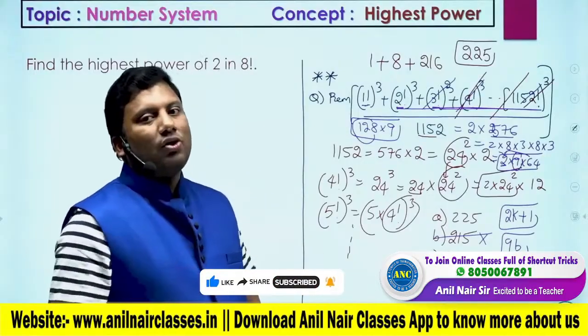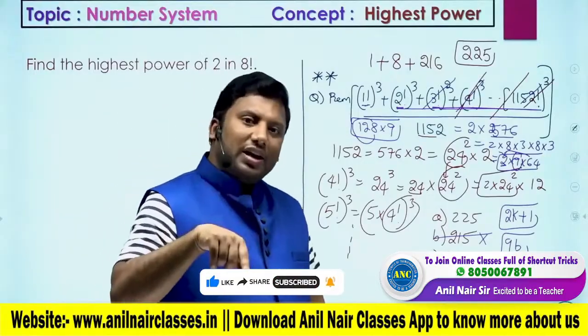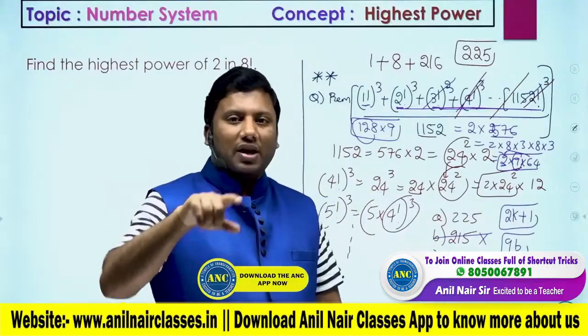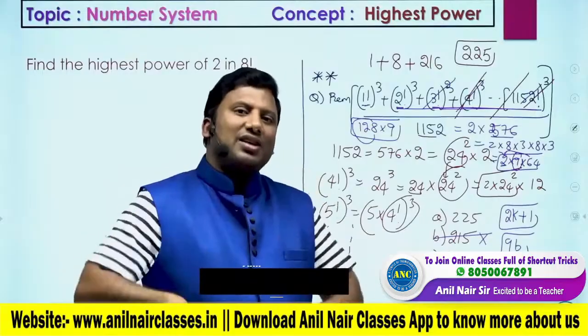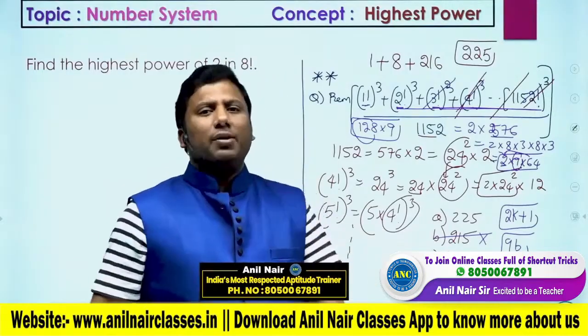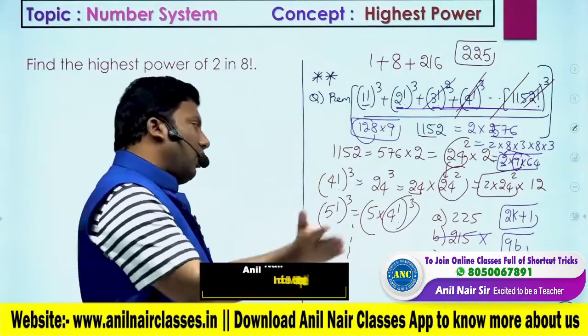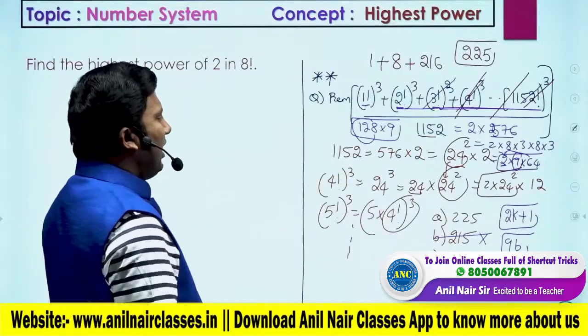I discussed how to do 63. Actually, you need to write it as 9 into 7, or even as 3 into 3 into 7. If a number is not divisible by 3, how can it be divisible by 9? So you can use that logic to eliminate the answer options.